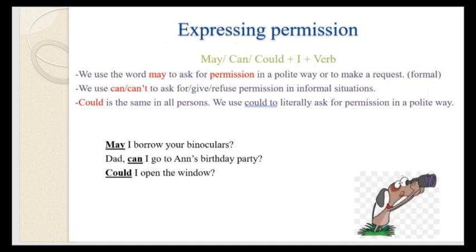Expressing permission. May or can or could plus I plus verb.